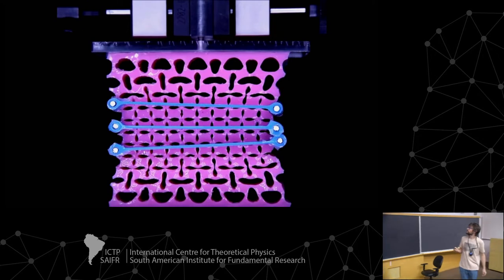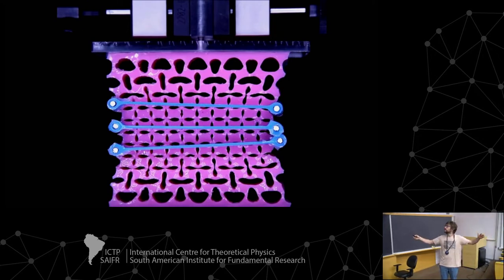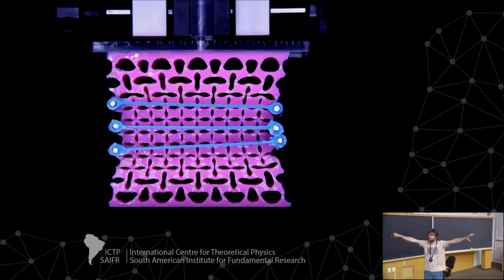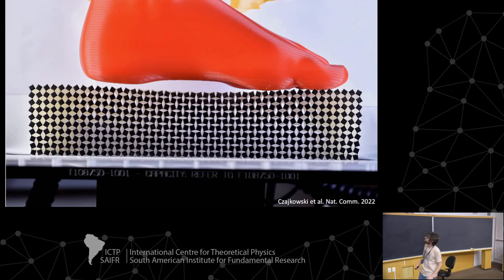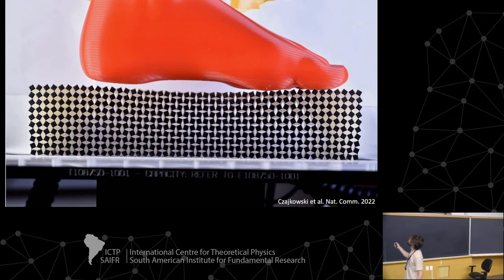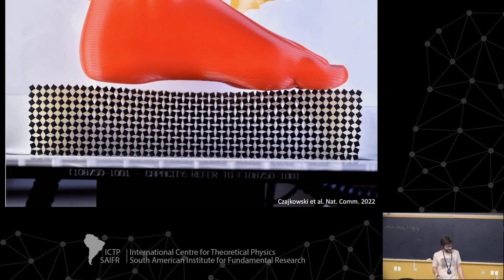Another thing that happens is that if your sample gets large, even though your mechanism in theory would be uniform, folding everywhere the same, in reality, that's not necessarily the case. So this is this famous rotating square mechanism. This is a 3D printed foot. I was discussing with people making prosthetics, so I absolutely wanted to print a foot.